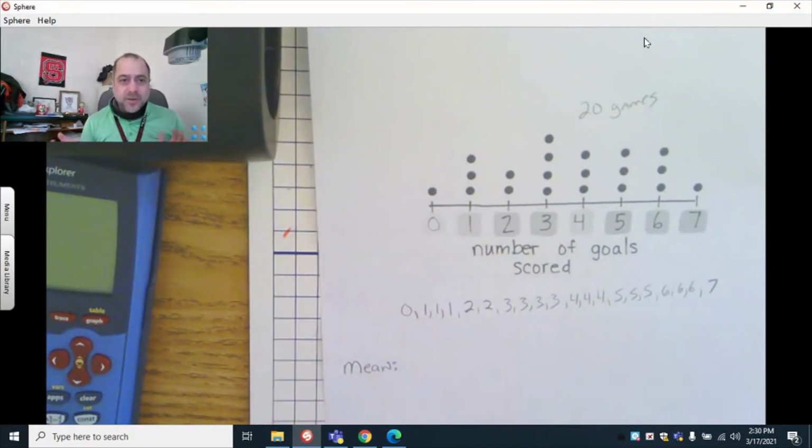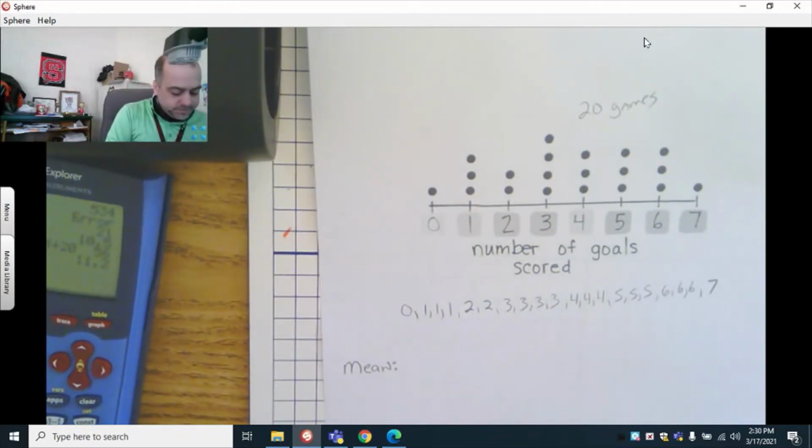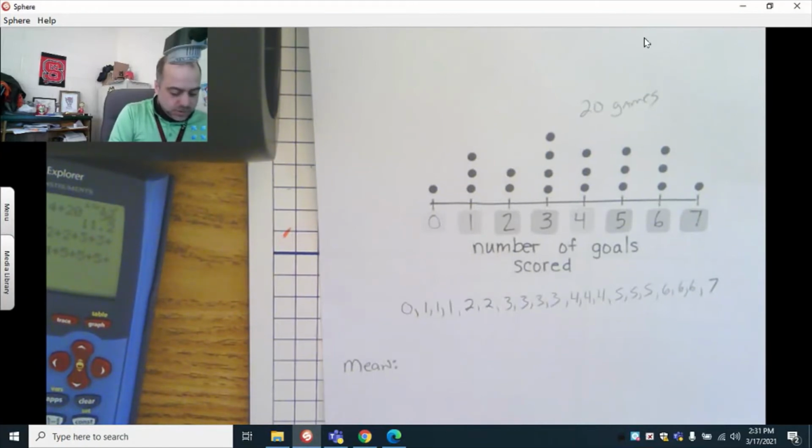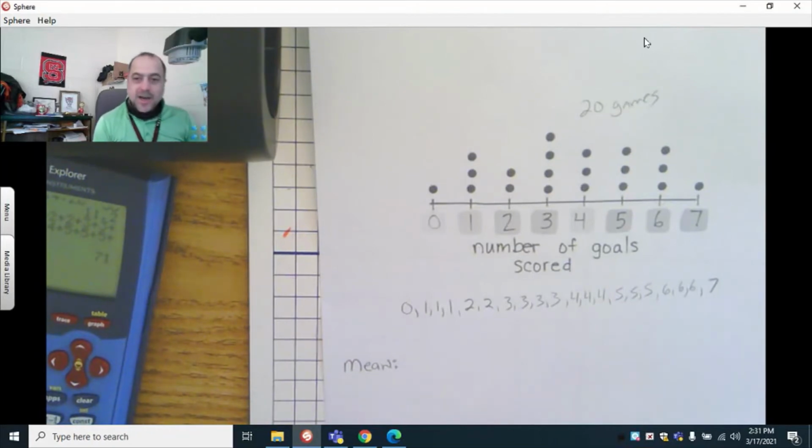Alright, so this is annoying, but you just got to do it. Let's add up all these numbers. Okay? It's easy to make a mistake doing this. I hope I did it right. So I added all those numbers up, and I got 71.